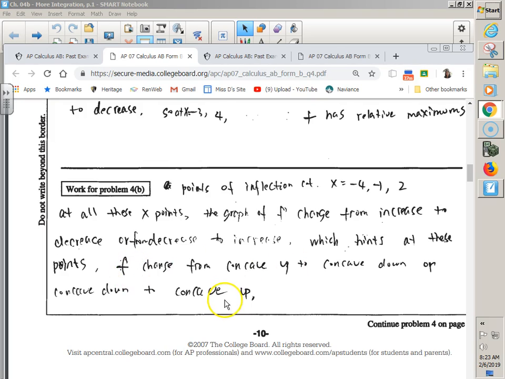F changes concavity because f prime changes from increasing to decreasing or vice versa. Or you could have also said f double prime changes signs. It might be nicer to say something about because the slope changes, or the slopes of f prime, aka f double prime, change sign. But do you guys see how these points aren't impossible to get? But you have to know how to read the graph and how to use your forevers.